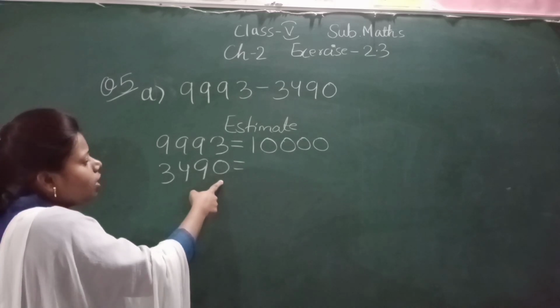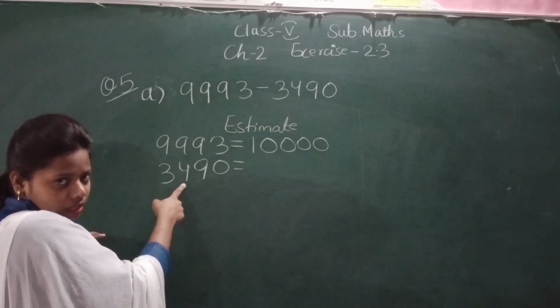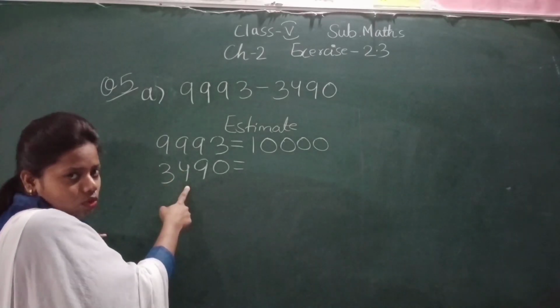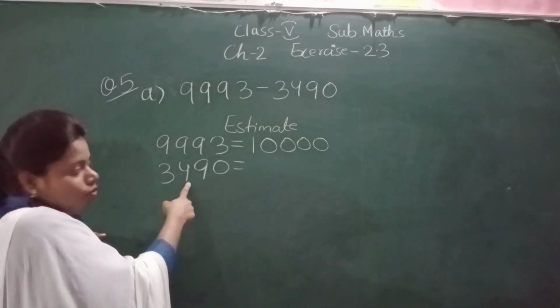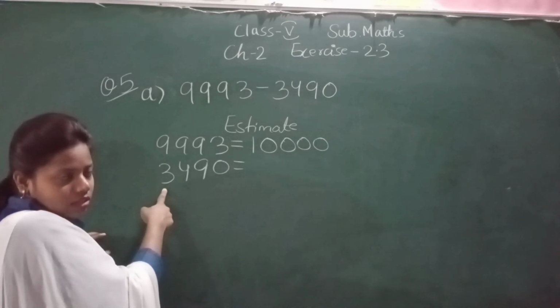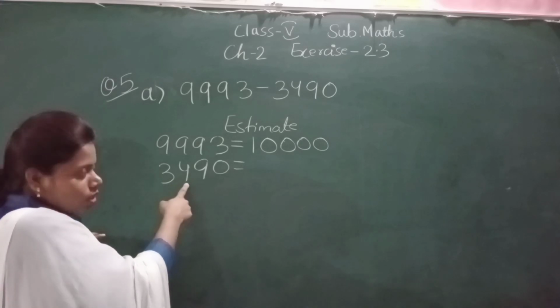3490. Now what we have to do? We have to see the hundreds place, because we are rounding this to the nearest thousand. This 4 is less than 5, so we don't have to do any addition or subtraction to this thousands place.